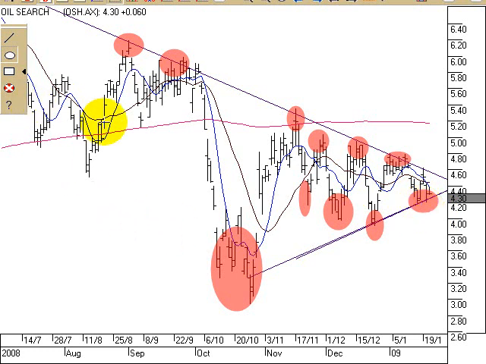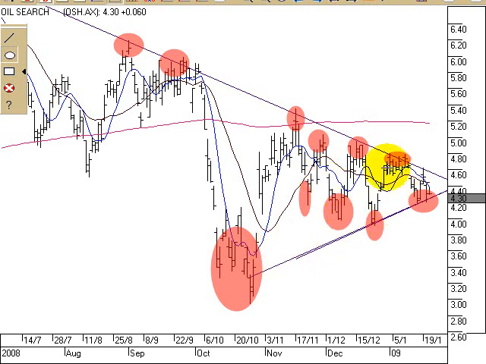What I mean is this. If we have a look here, we see lower peaks, lower troughs. Each peak is lower than the previous peak. Each trough is lower than the previous trough. That simply represents sellers in control. Now, if sellers are in control, then we want to try and go with the sellers in control.